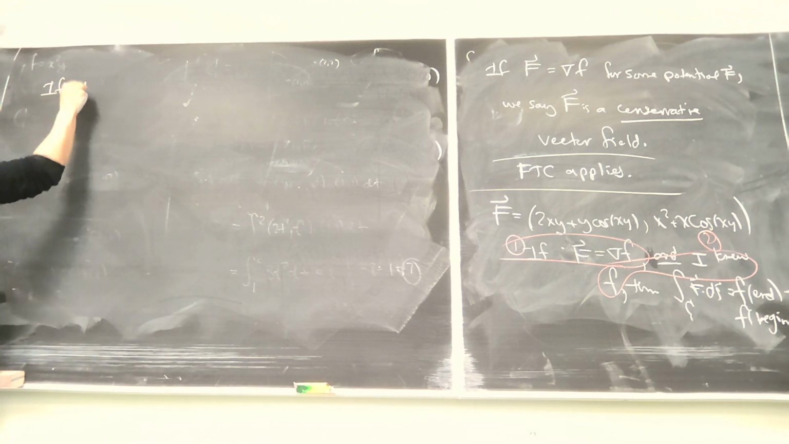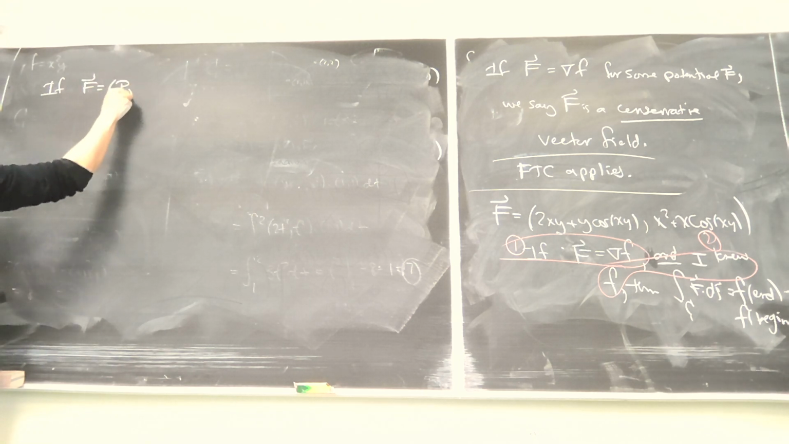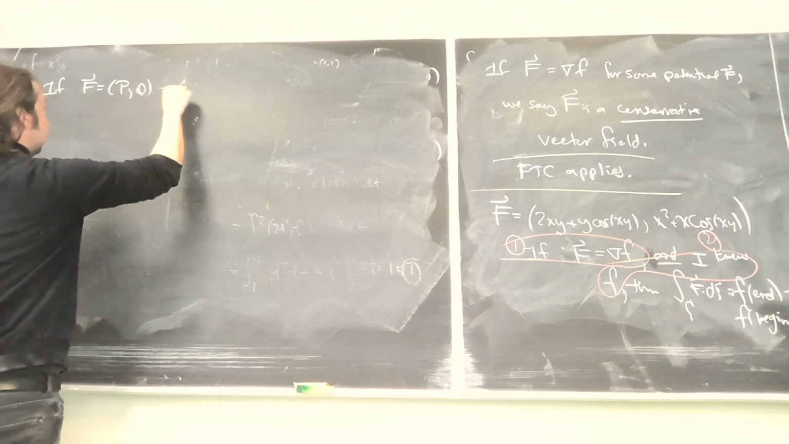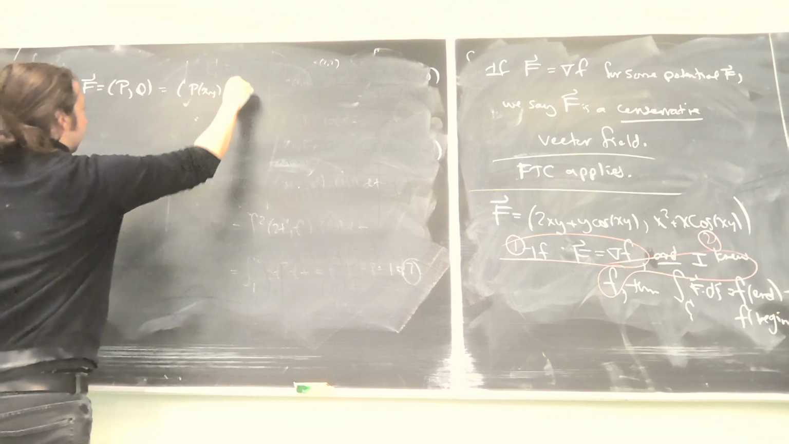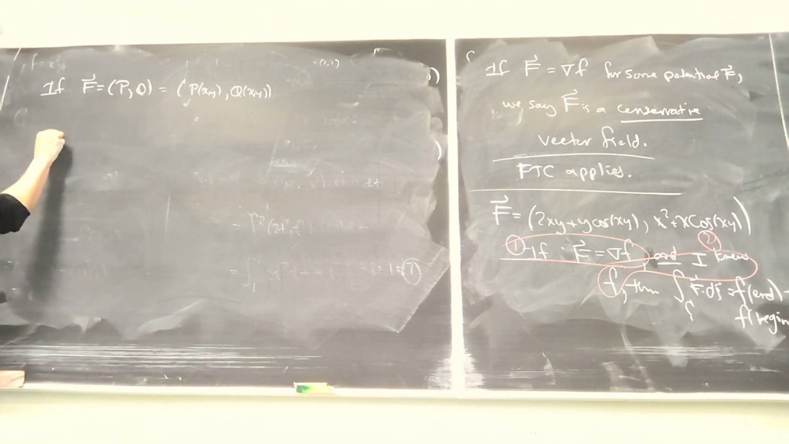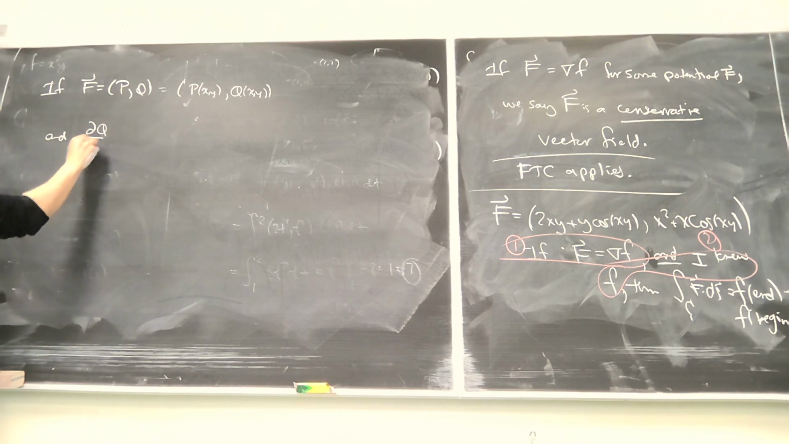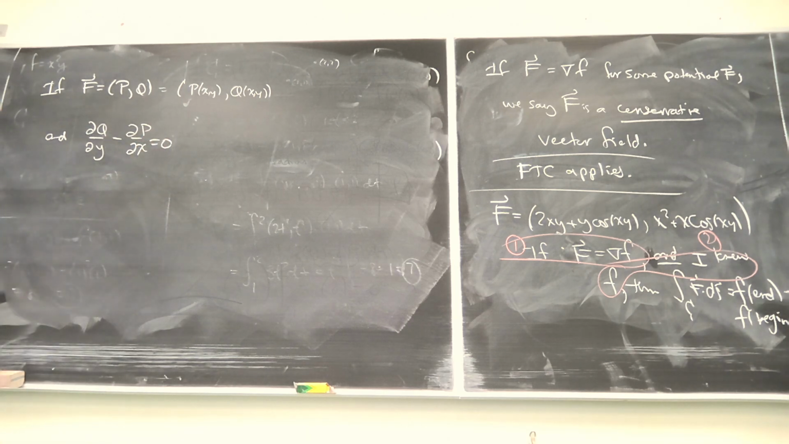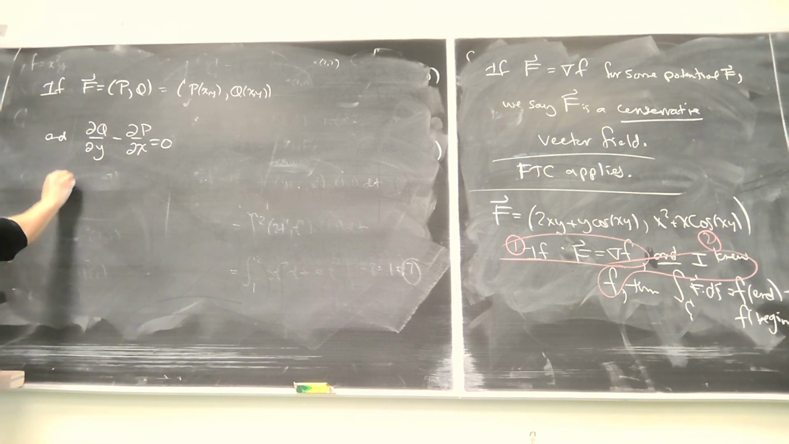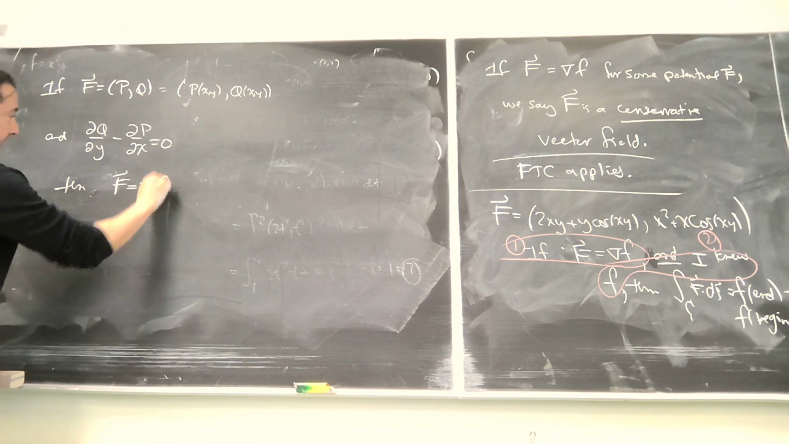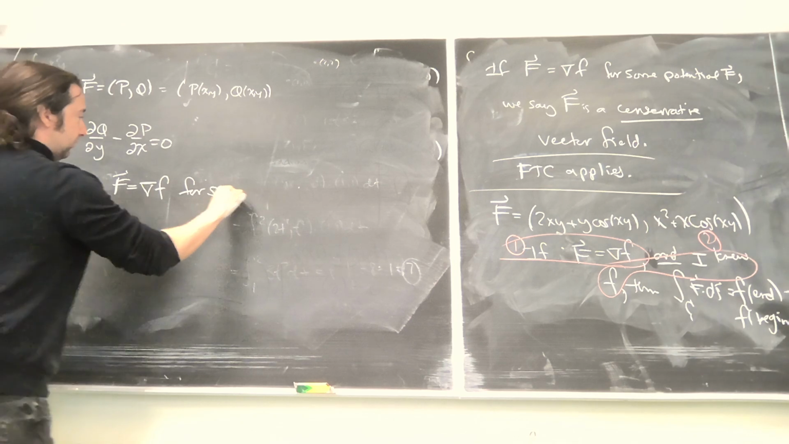If you have a vector field F, and in many fields, P and Q are the letters that are used for the first and second component of the vector field. So you can think here, P is a function of x and y, and Q is a function of x and y. And the derivative of Q with respect to y minus the derivative of P with respect to x is equal to 0. Then F is the gradient of some little f, for some potential f.